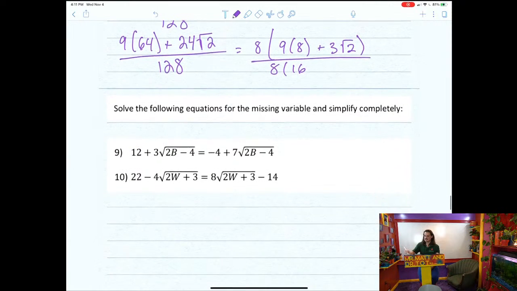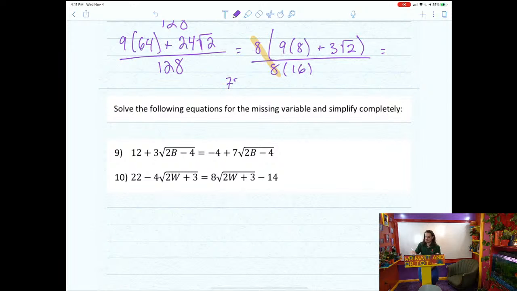9 times 8 is 72. So your final answer here, this was a long one, would be 72 plus 3 root 2, quantity divided by 16.